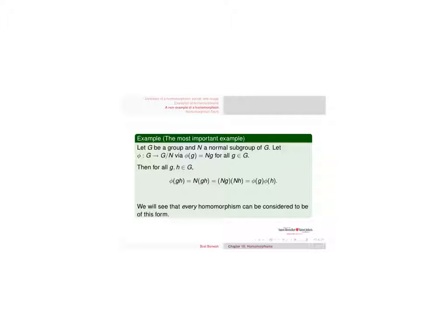So it's not a homomorphism. Here's a really important example, probably the most important example. If you have a group G and a normal subgroup H, I'm going to map G to its coset gH, using quotient group multiplication. So in fact, every homomorphism can be considered to be of this form.